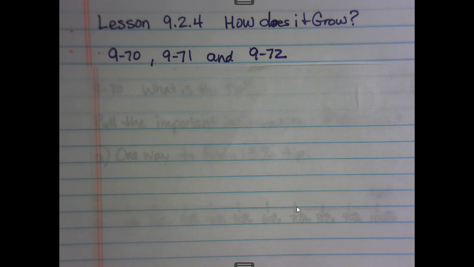Hello again, everybody. It looks like it's time for us to talk a little bit about Lesson 9-24 in your CPM book. This lesson is titled How Does It Grow? And we're going to be talking about simple interest and finding tips.